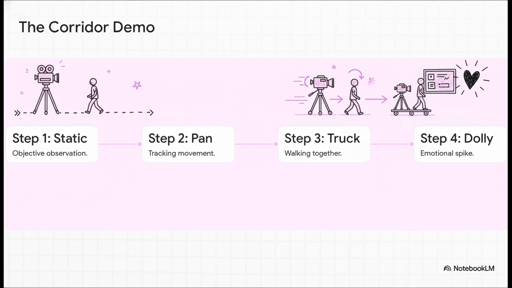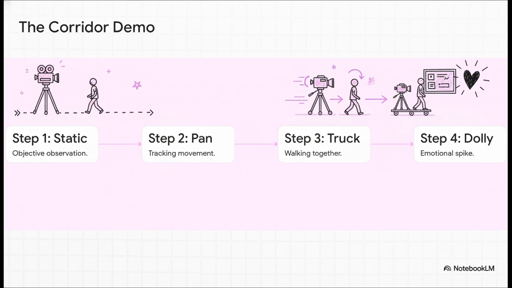Step 1, we shoot it static. Camera doesn't move at all. The student just walks right through the frame. This feels like objective observation, right? We're just watching from afar. Step 2, we pan. We stay in one spot, but we turn the camera to follow them as they walk. Now we are actively tracking their movement. Step 3, we truck alongside them. Suddenly, the audience feels like they are walking right next to the student, matching their exact pace.